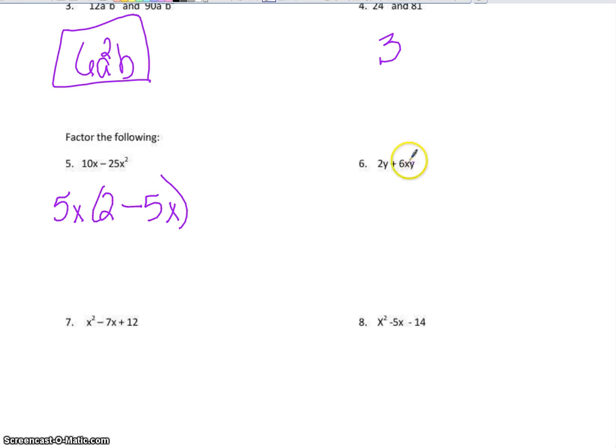2y plus 6xy, they'll both divide by 2. And they both have a y. If the whole thing cancels, we have a 2y and a 2y, you cannot just leave the spot empty. You got to put a placeholder, so we'll put a 1 there. Plus 6 divided by 2 is 3. Don't lose your x. We had a y, but we took a y out, and so it cancels and is gone. 2y times 1 plus 3x is your answer.